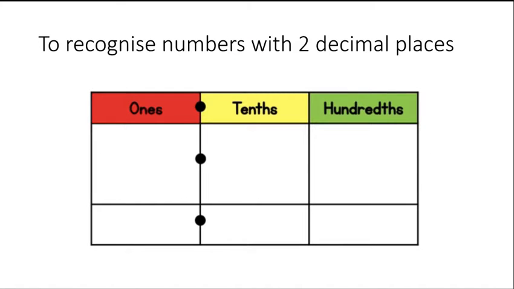So let's start our work with recognising numbers with 2 decimal places. We've got a place value grid here. Normally, or previously, we've looked at ones, then tens, then hundreds, then thousands, then tens of thousands, and so on, all the way up to millions. But we're looking this way today. So have a quick reminder how it works going this way. 10 ones make a 10, 10 tens would make 100, 10 hundreds would make 1,000, 10 thousands would make 10,000, and so on. And it's exactly the same going this way.